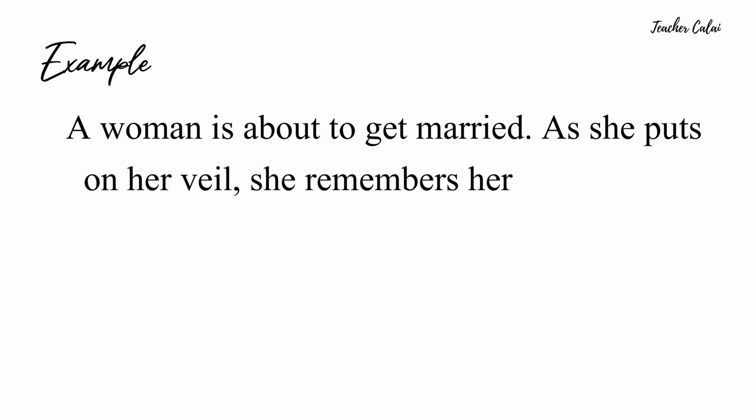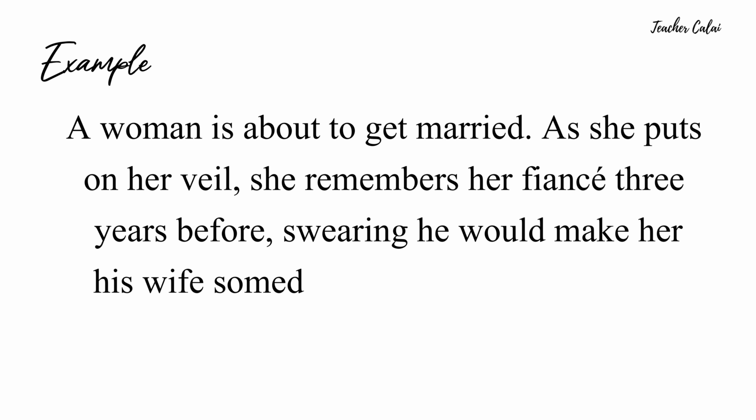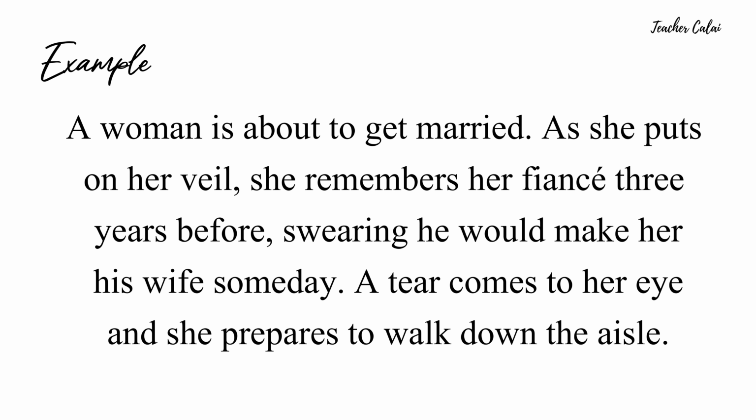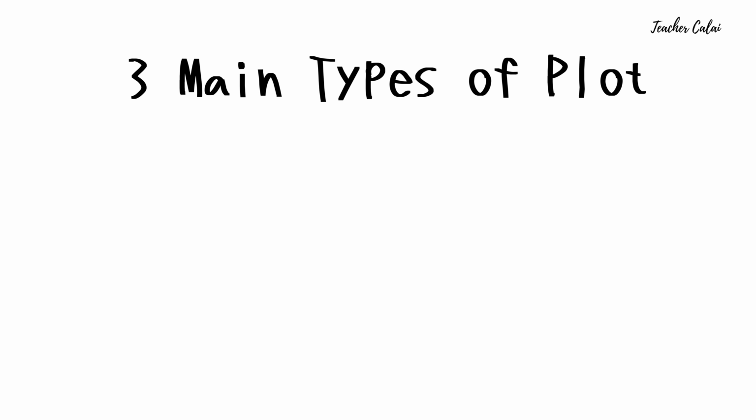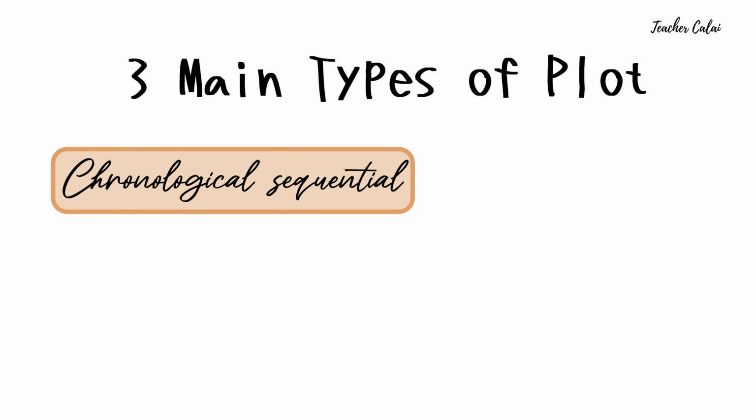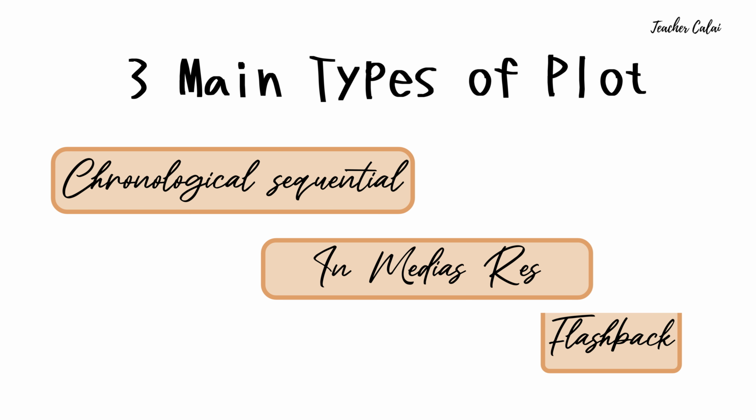Take a look at the example of flashback in the story. A woman is about to get married. As she puts on her veil, she remembers her fiancé 3 years before, swearing he would make her his wife someday. A tear comes to her eye and she prepares to walk down the aisle. Here, the flashback is the memory of the woman's fiancé 3 years before. So once again, the three types of plot are chronological sequential, in medias res, and flashback.